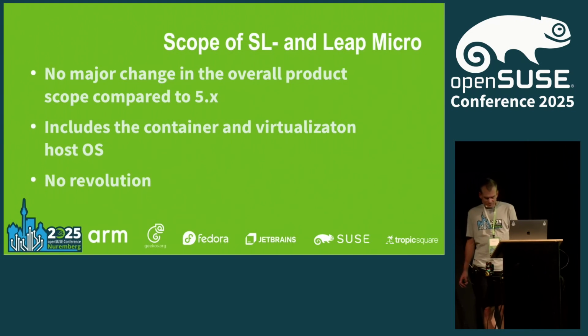The product, or all of the products, besides the base operating system, which works only in the transactional mode, includes container engines. It contains the virtualization stack. It contains Cockpit for web management, etc. So basically, the scope has not changed compared to the previous releases.